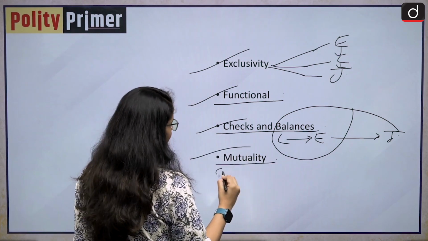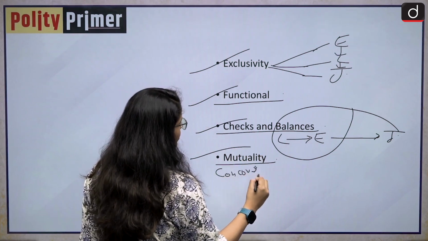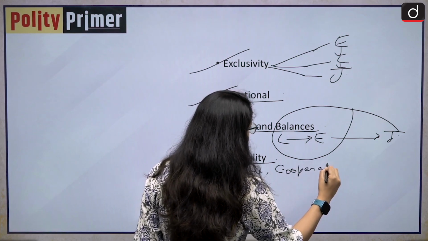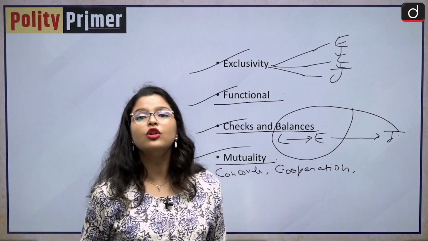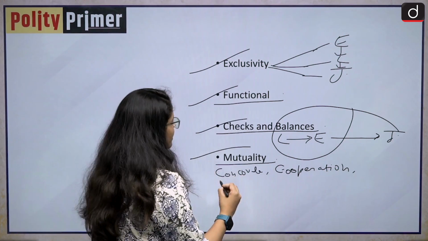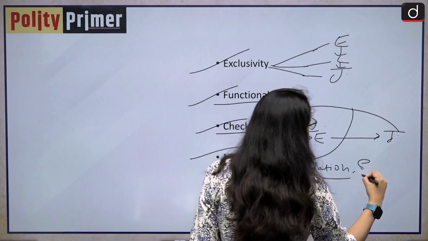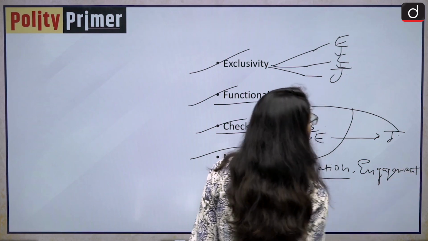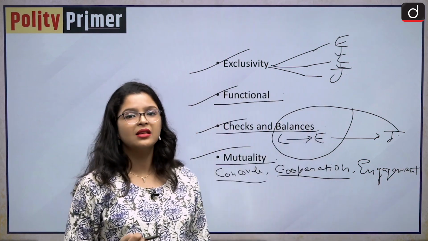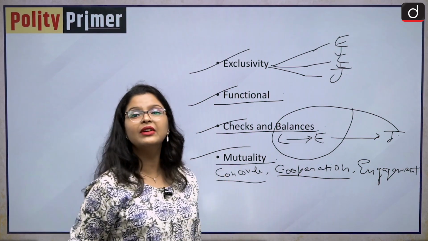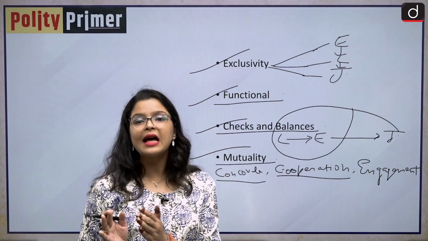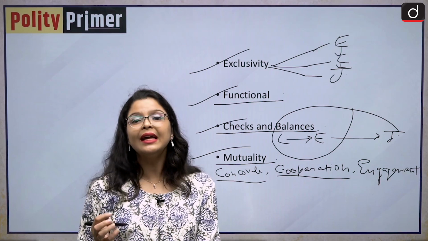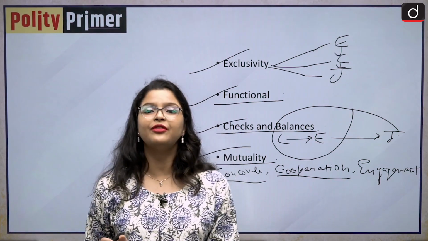What does this mean? It means concord, cooperation and engagement. So what do we understand by this? The organs will concord with each other. They will not function in disharmony or disagreement. They will function with cooperation and they will engage with one another to perform their functions well.